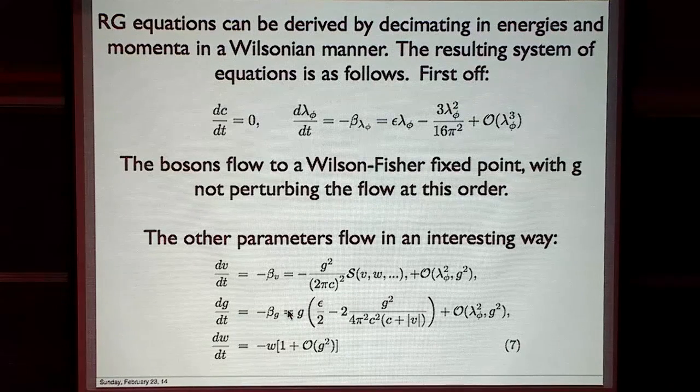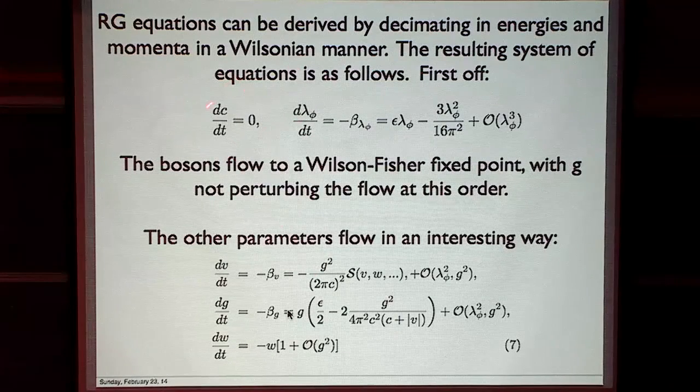So I've set up the problem for you. I'm not going to go through calculation of numerous loop diagrams. I have colleagues who are very skilled and can do this, and I trust them. But you derive these RG equations by decimating in energies and momenta in the loop-corrected action, and you get a system of equations that looks like the following.